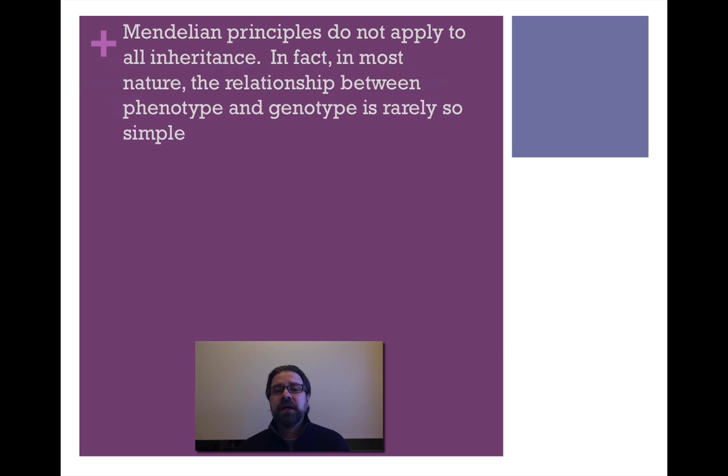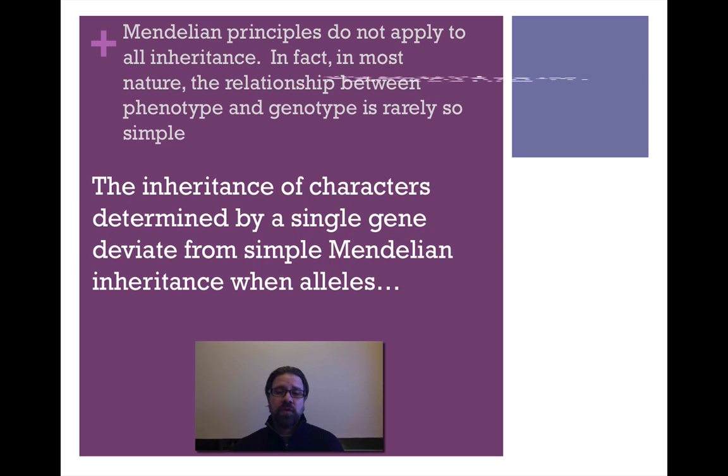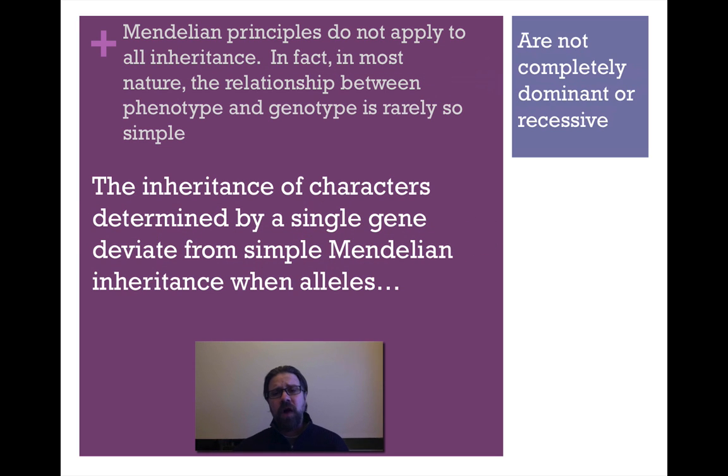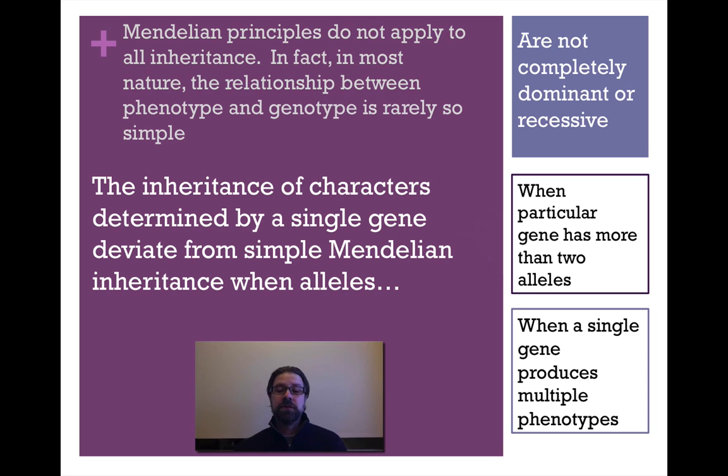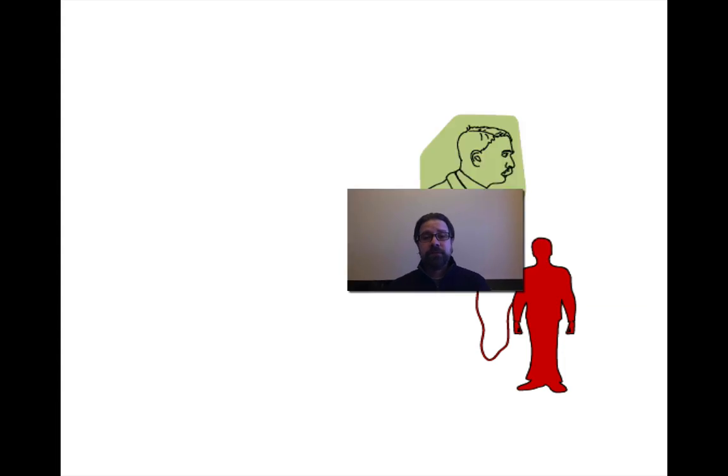So we're going to take a look at a number of examples today where the phenotypes and genotypes that come out of a particular cross do not follow the same rules as Mendel's laws. So what we'll look at today are when we have alleles that are not completely dominant or recessive, when a particular gene has more than two alleles, and then lastly, when a single gene produces multiple phenotypes. Let's go ahead and get started.